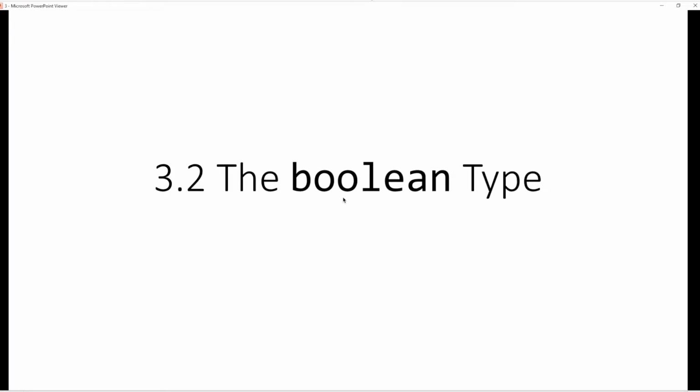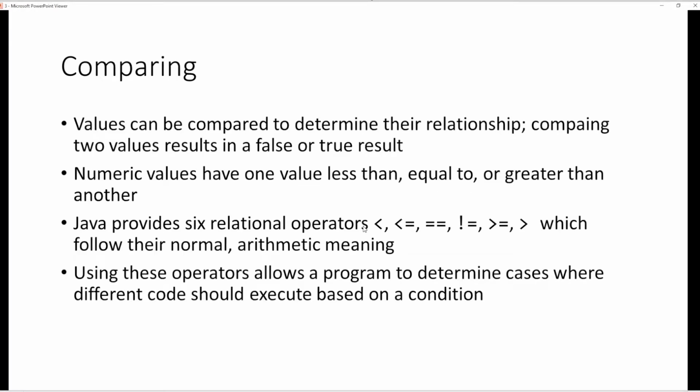Discuss the Boolean data type. Values can be compared to determine their relationship. Comparing two values results in the true and false result discussed in the introduction. Numeric values always have one value that is less than or equal to or greater than another. Those are the only three possible relationships of two numeric values.